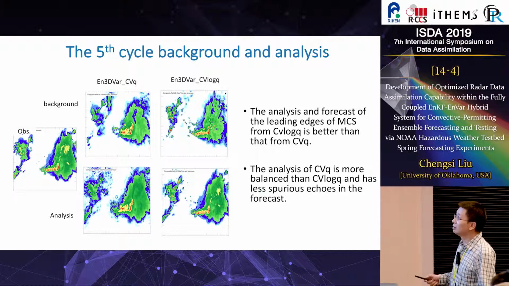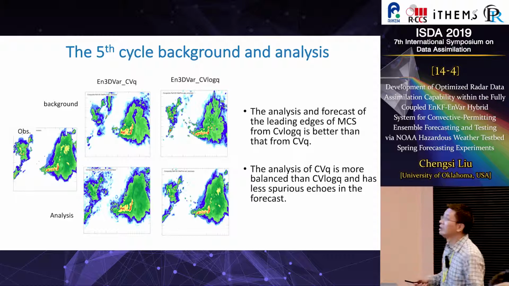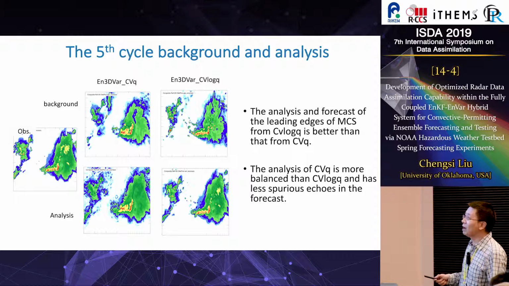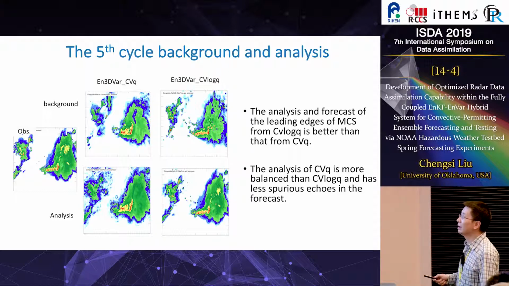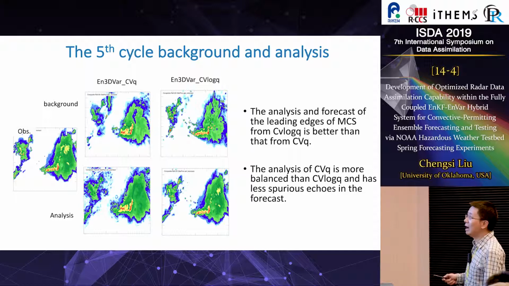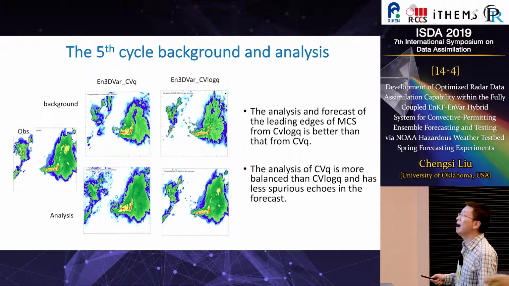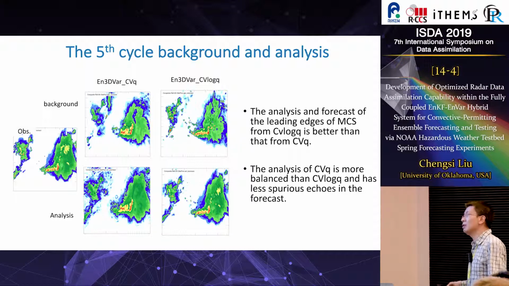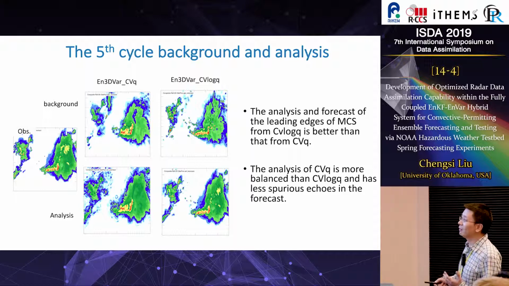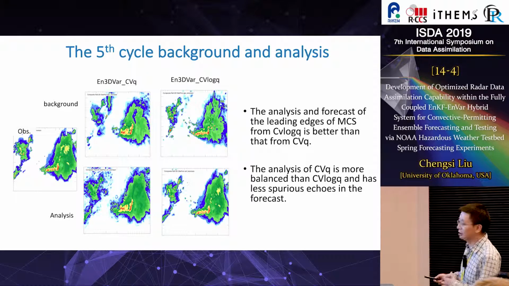We can see the background is actually a 15-minute forecast from the previous cycle analysis. For CVQ, the analysis and forecast of the leading edge of the MCS line is worse than the CV log Q, with the high reflectivity being worse. However, for CV log Q, we can see some spurious high reflectivity cores produced. That means the CV log Q analysis actually has some imbalance. So basically, in the forecast, some spurious high reflectivity cores are produced.